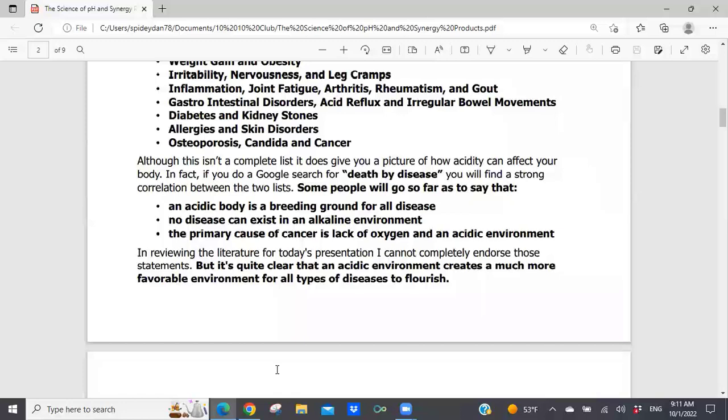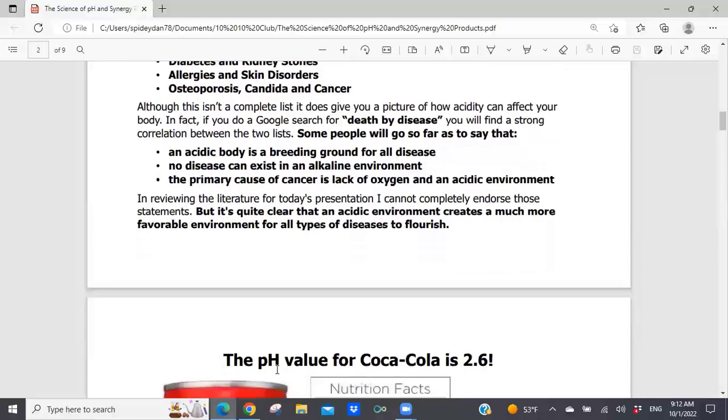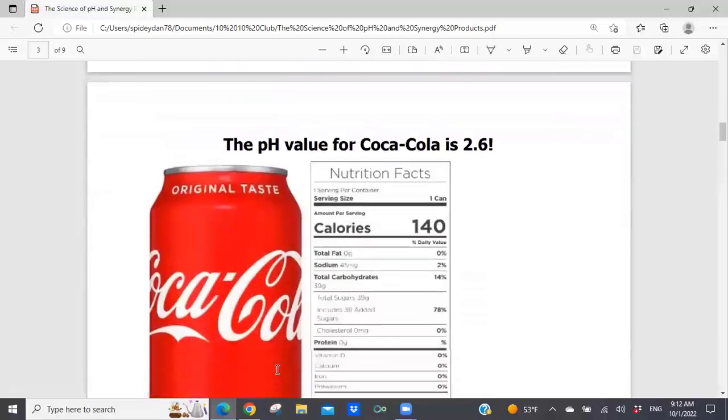So some people will tell you that an acidic body is a breeding ground for all disease, that no disease can exist in an alkaline environment, and the primary cause of cancer is lack of oxygen in an acidic environment. Now, I don't completely buy into that. I believe that you can have diseases occur even when you're in the alkaline environment. But most diseases will flourish if the body is acidic. So it's important to look at what we do and the things that we consume.